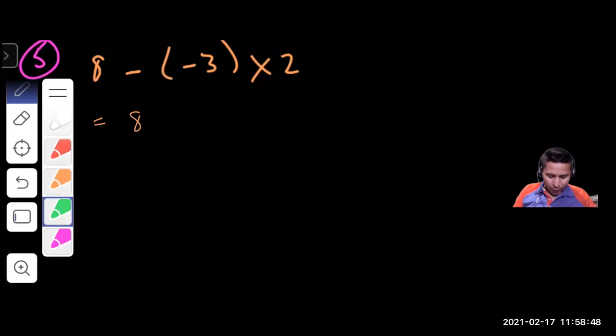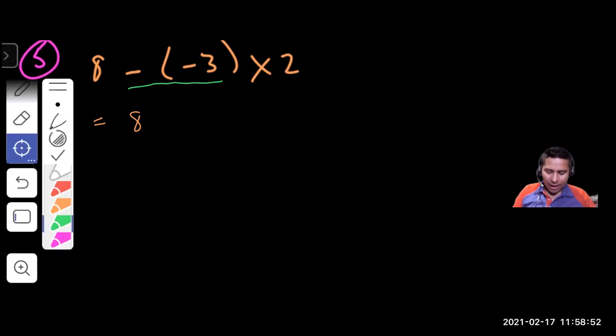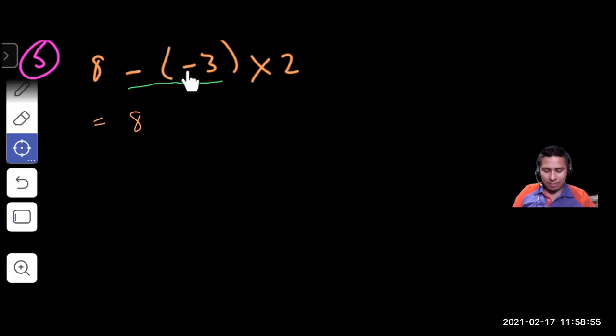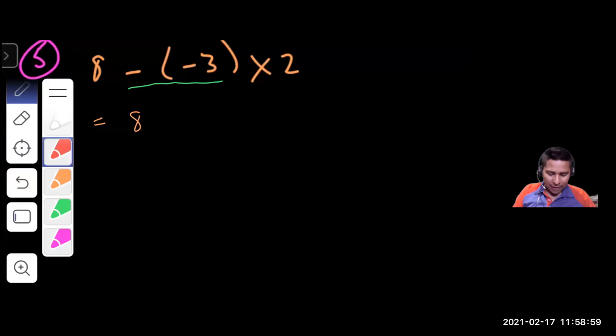Take a look that this parenthesis, guys, is the first thing that I need to work. I have a double sign there. I don't have any operation inside of the parenthesis, aside from the negative and another negative here. I need to use that rule. Negative and negative, guys.